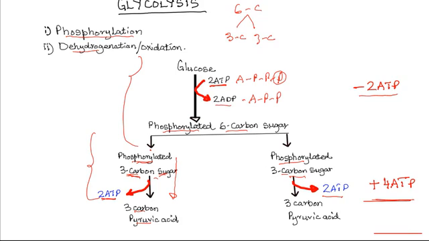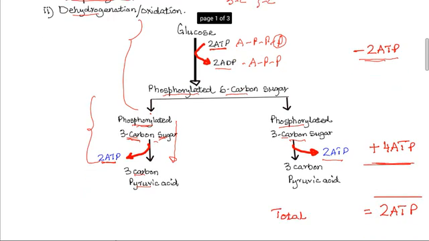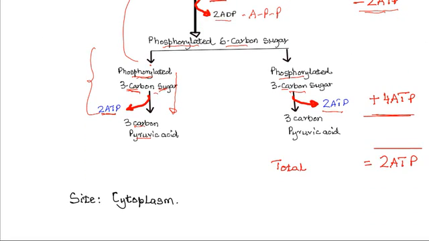During the phosphorylation, 2 ATP molecules were used. So in total, during glycolysis, we see that 2 ATP molecules are released from one molecule of glucose. During phosphorylation, 2 ATP molecules were consumed, and then during dehydrogenation, 2 ATP molecules are released from each of the 3-carbon sugars, making a total of 4. So the net result is that 2 ATP molecules are released. And the site of this glycolysis is in the cytoplasm of the cell.